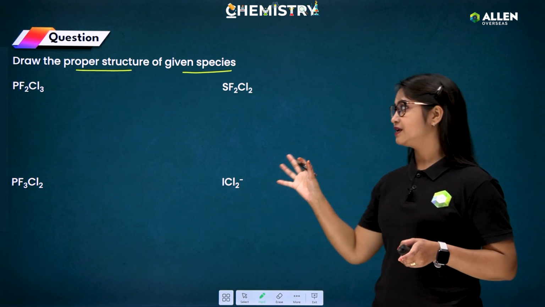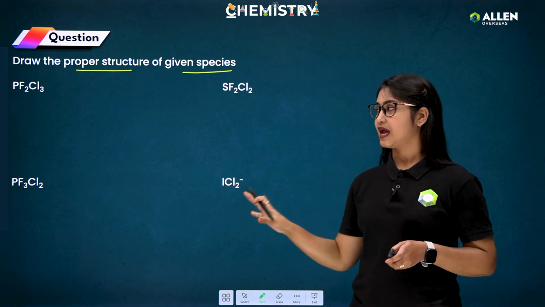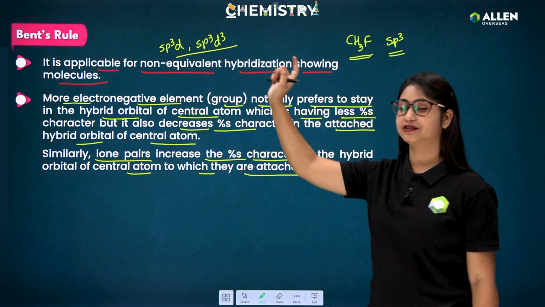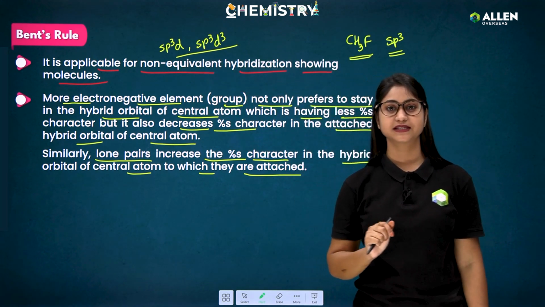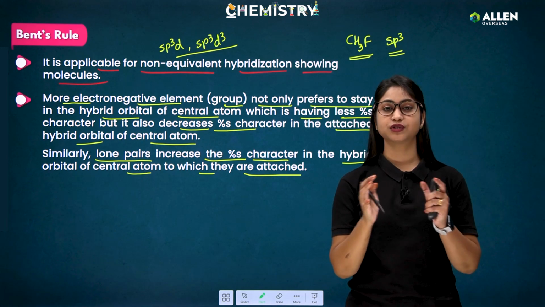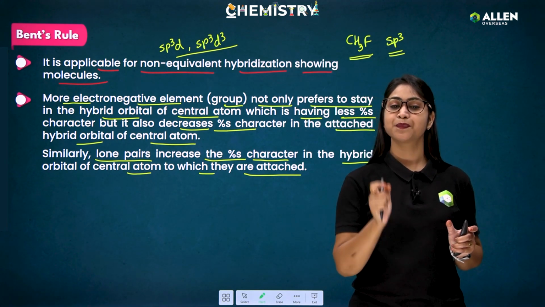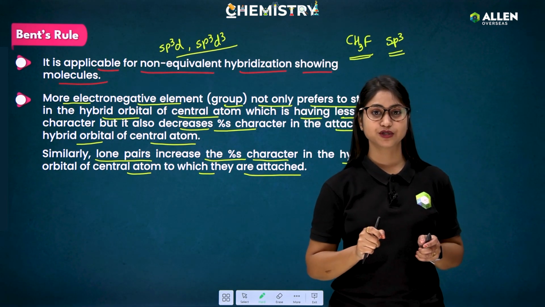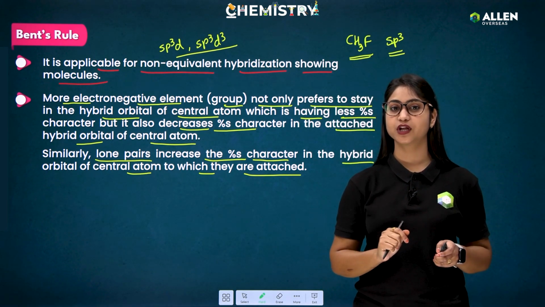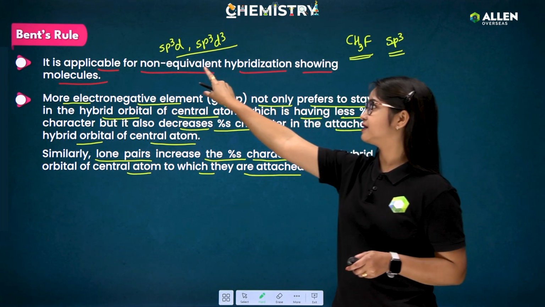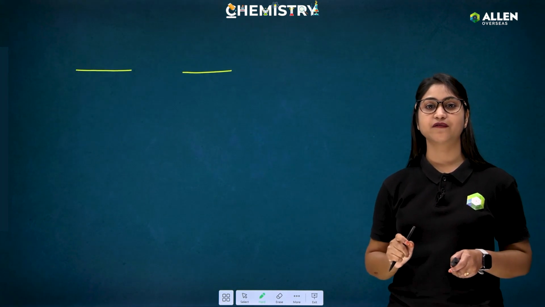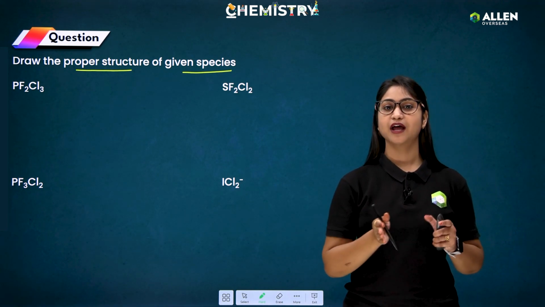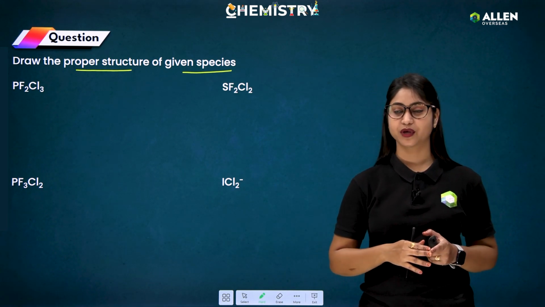But when we apply Bent's rule, and we talk about the hybridization in sp3d and sp3d3, I told you these are non-equivalent hybridizations because they have two types of positions. If you remember, in these hybridizations, you have axial and equatorial positions, axial bonds and equatorial bonds, right? So when it comes to these hybridizations, we have to decide where to place the more electronegative element and where to place the lone pair.